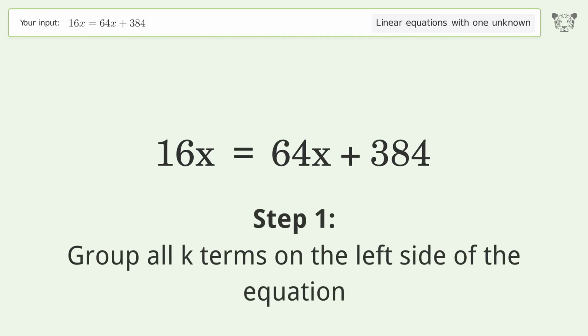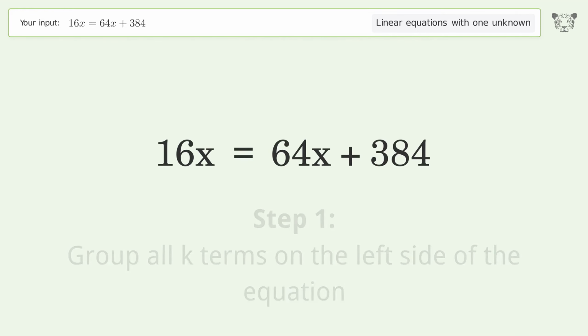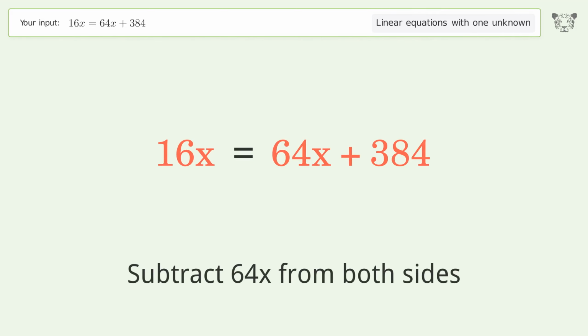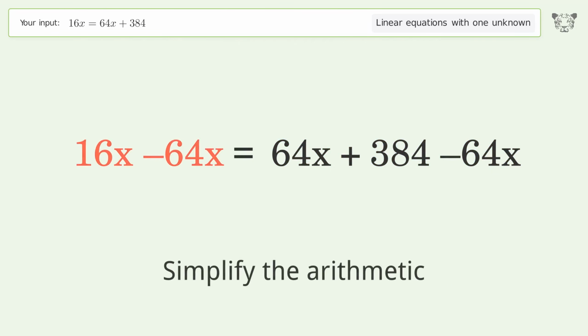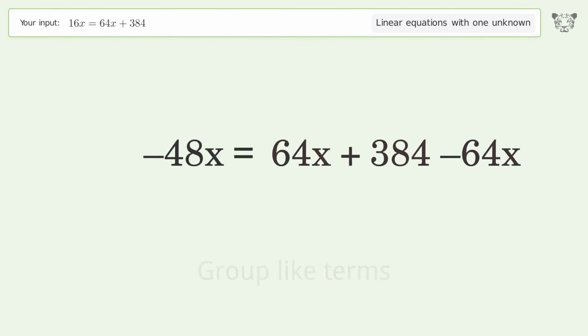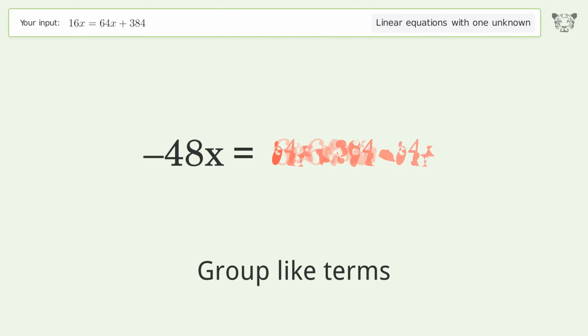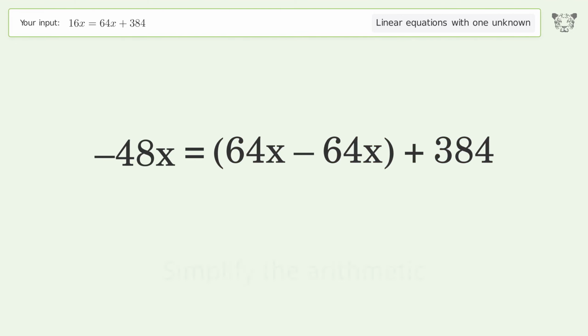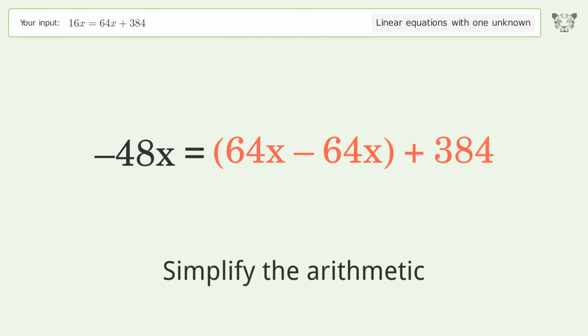Group all x terms on the left side of the equation. Subtract 64x from both sides. Simplify the arithmetic. Group like terms. Simplify the arithmetic.